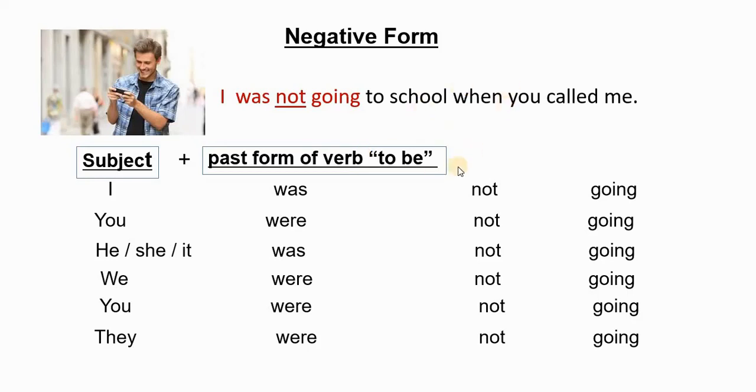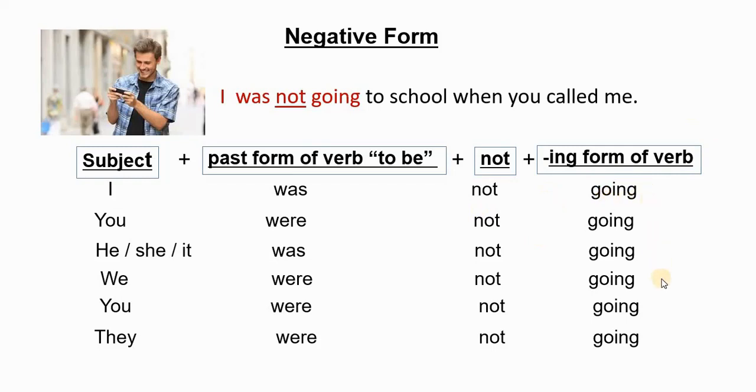Then we have the word not, and this is what makes it negative, because of the word not that we added between the past form of the verb to be and the ing form, or the main verb. And again we have the ing form of the verb, and here we have the verb going. Alright, so that is the negative form.